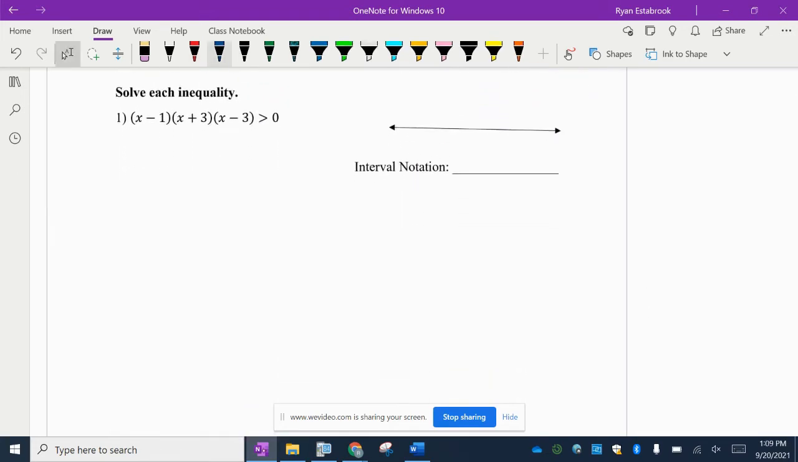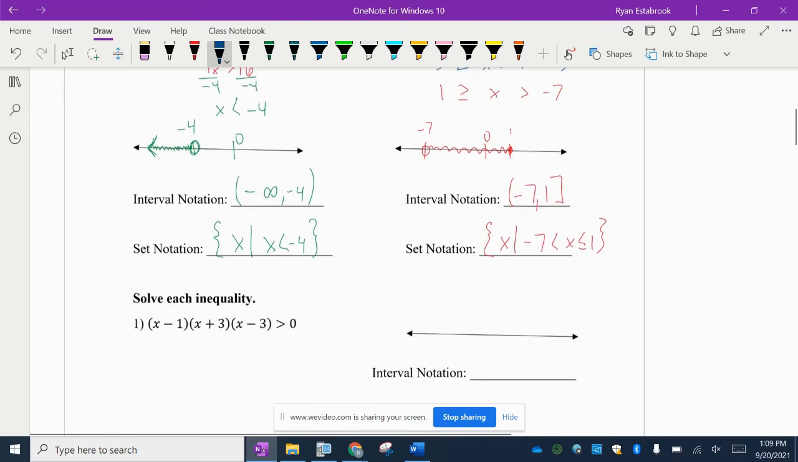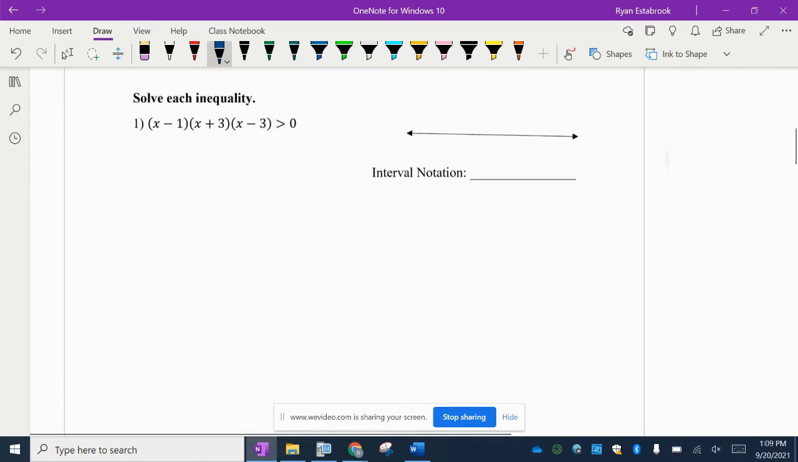Okay, so here's our newer stuff. The goal here is to solve each inequality. Smaller to bigger. Yep.